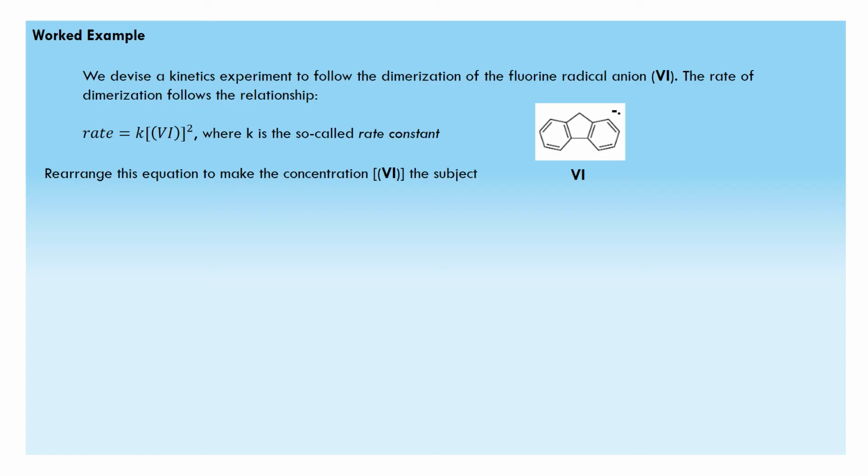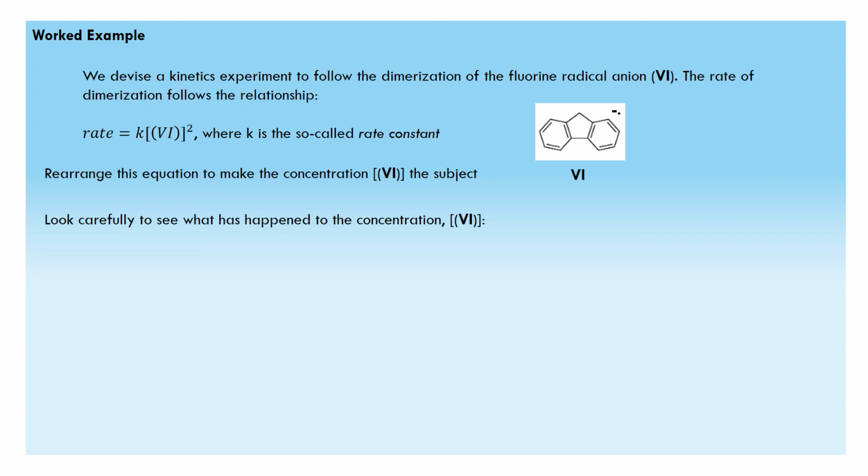So let's have a look at this worked example. We devise a kinetics experiment to follow the dimerization of the fluorine radical anion, in this case represented by the Roman numeral VI. The rate of dimerization follows the relationship below here. Rate equals k multiplied by the concentration of VI squared, where k is this so-called rate constant. Rearrange the equation to make the concentration of VI the subject.